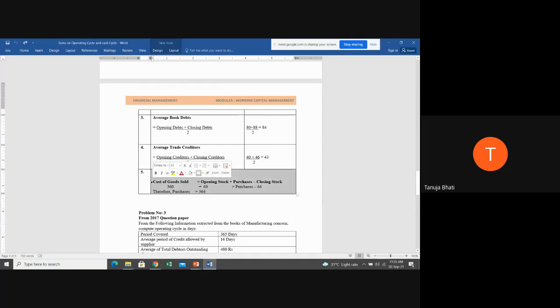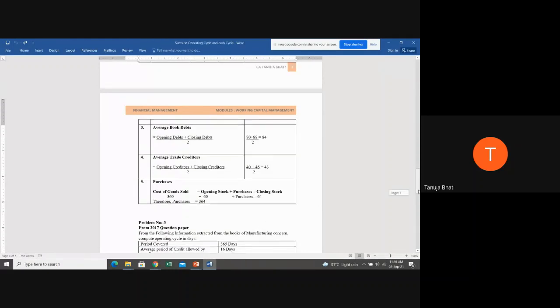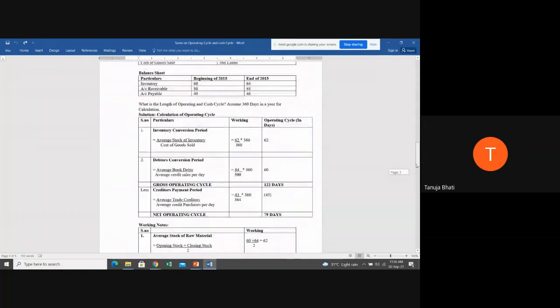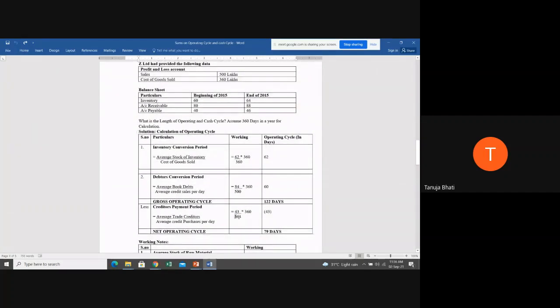Is everyone aware of this formula? This we have done in first semester, students. Yes, ma'am. Okay. So cost of goods sold equals opening stock plus purchases minus closing stock. Cost of goods sold is given in the problem as 360, opening inventory is 60, closing inventory is 64. Purchases we have to find out, and we got 364. Since no information is given whether purchases are credit or cash, you assume the entire purchases to be credit purchases. So 43 divided by 364 into 360, you get 43 days as the creditors payment period.